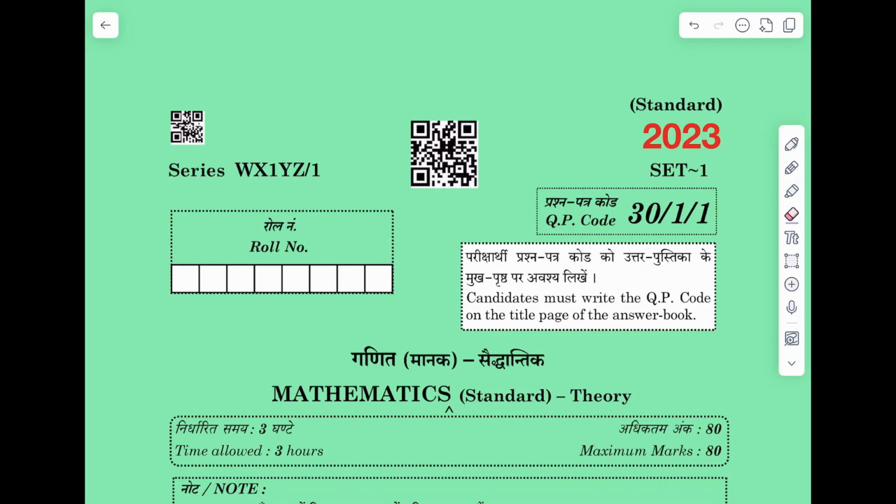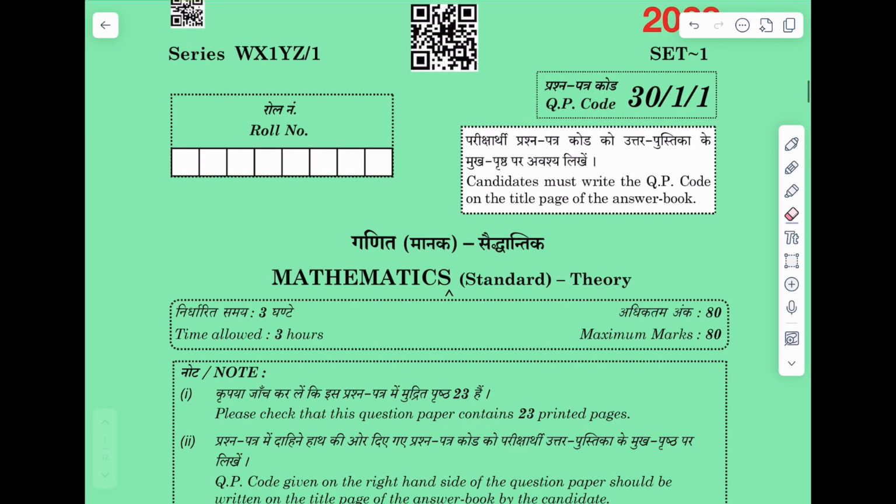Today we will discuss 10 questions which are of 1 mark each, and it is the standard examination mathematics standard paper of the year 2023. Now come to the first question.